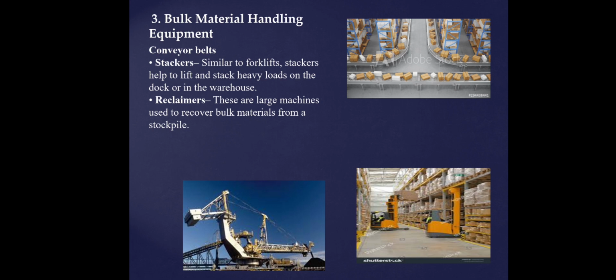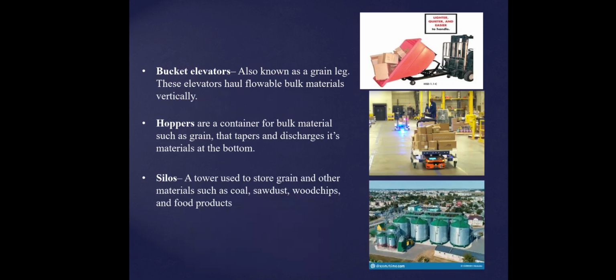Reclaimers. These are large machines used to recover bulk materials from the stock. Usually near the seashores, we use such reclaimers. Bucket elevators are the very oldest form and a portable type, which we observe in road construction. Hoppers. These are like pallets which have an automated system at the base, which helps us to move from one place to another in a warehouse.